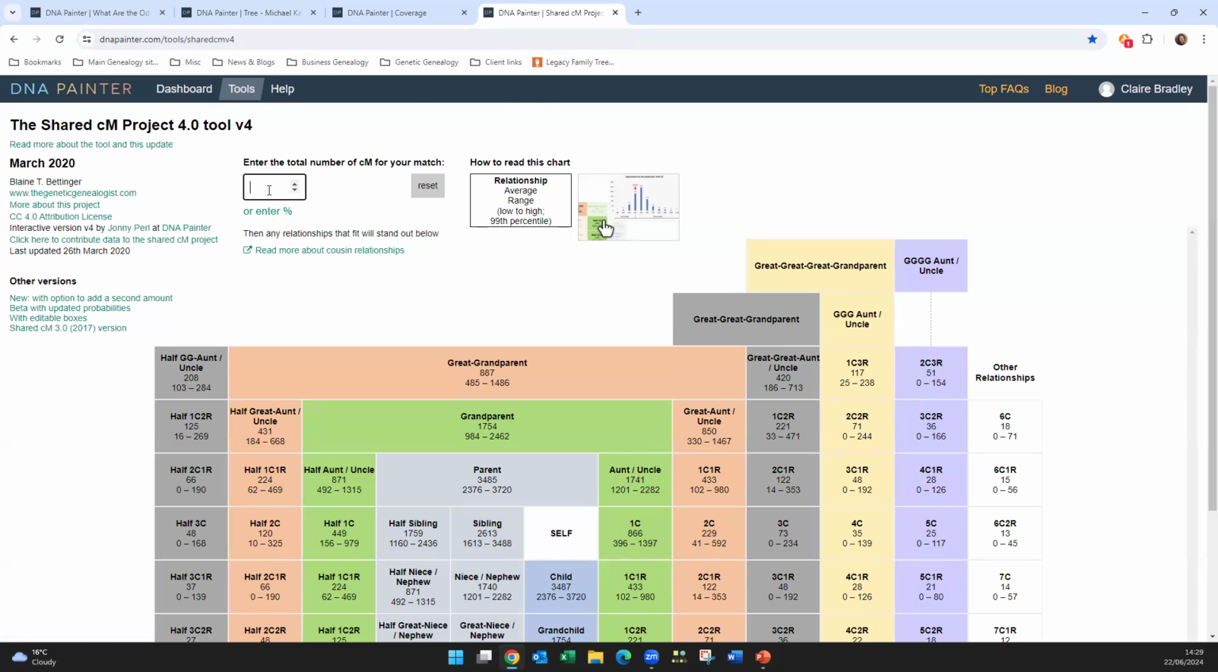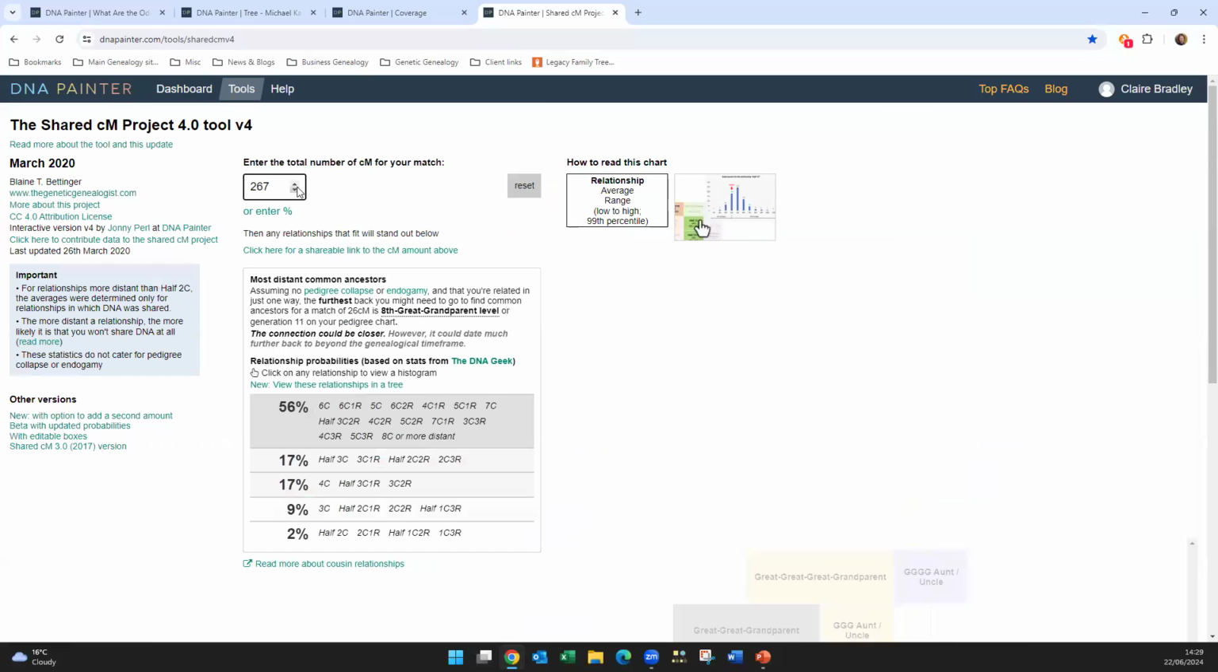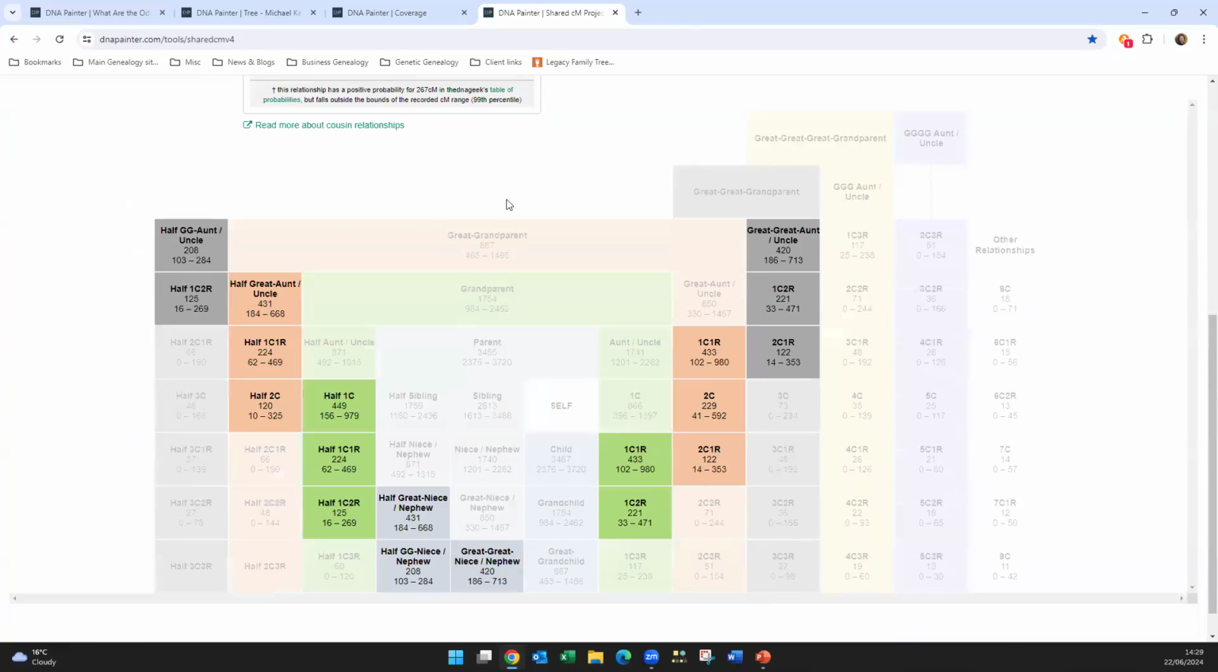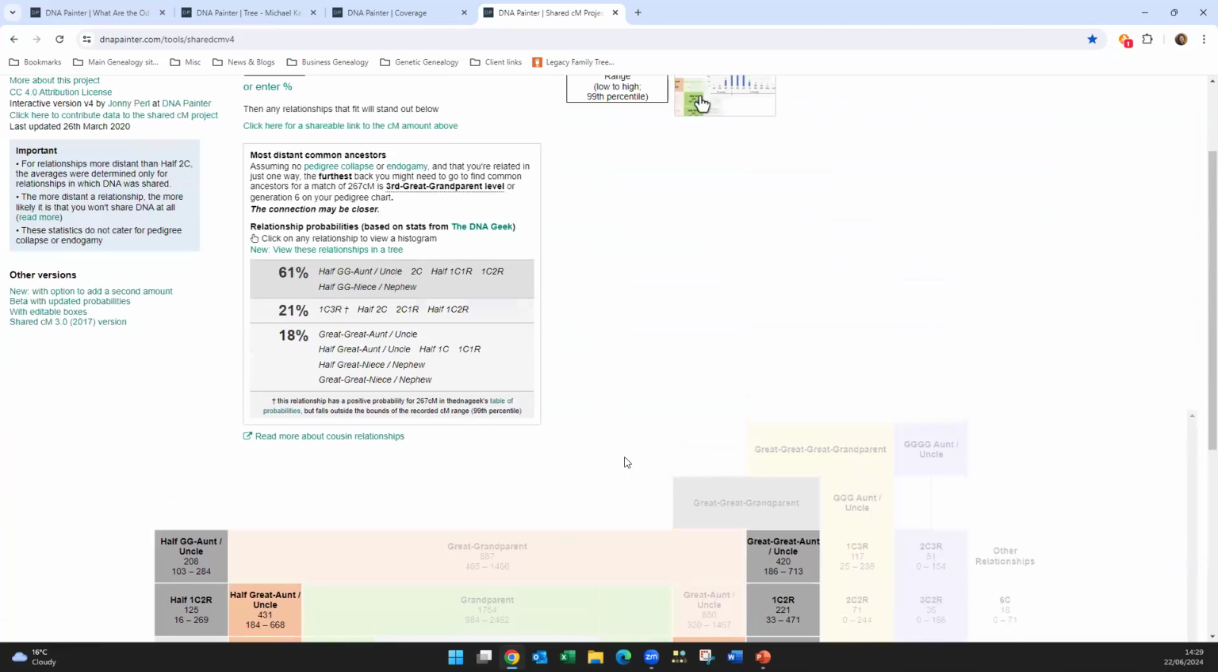And so this tool allows you to input a number. Let's just take a number at random, 267. And it brings up a percentage guide to what is the most likely type of relationship. And you can see for this one that it's quite ambiguous. There's quite a lot of possibilities. Now, if you scroll down, it also has displayed this in the same version as before, but it has grayed out the impossible options now for you. So you see that there's a 61% chance that it's one of these relationships, but there's also a 21% chance that it's these relationships and an 18% chance that it's these. So there's quite a lot of options.